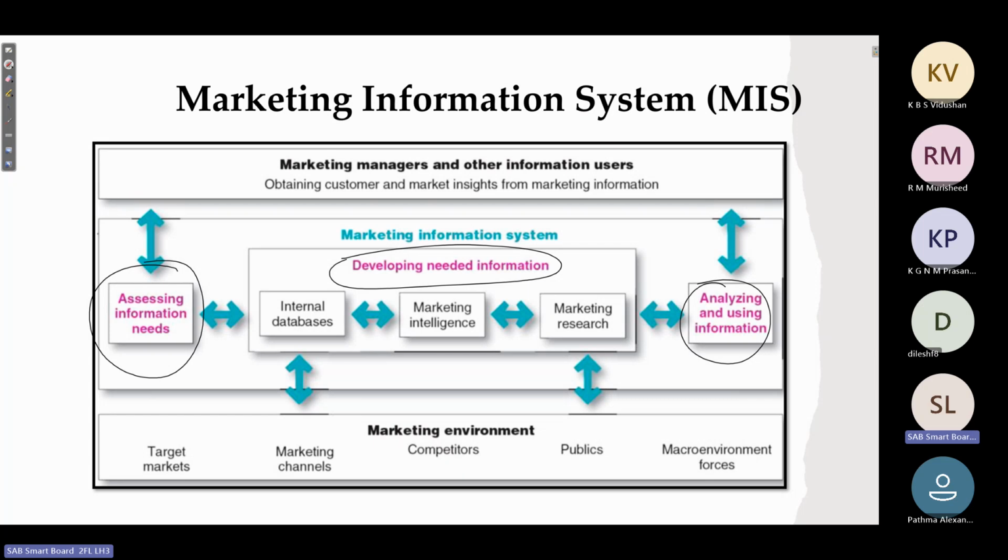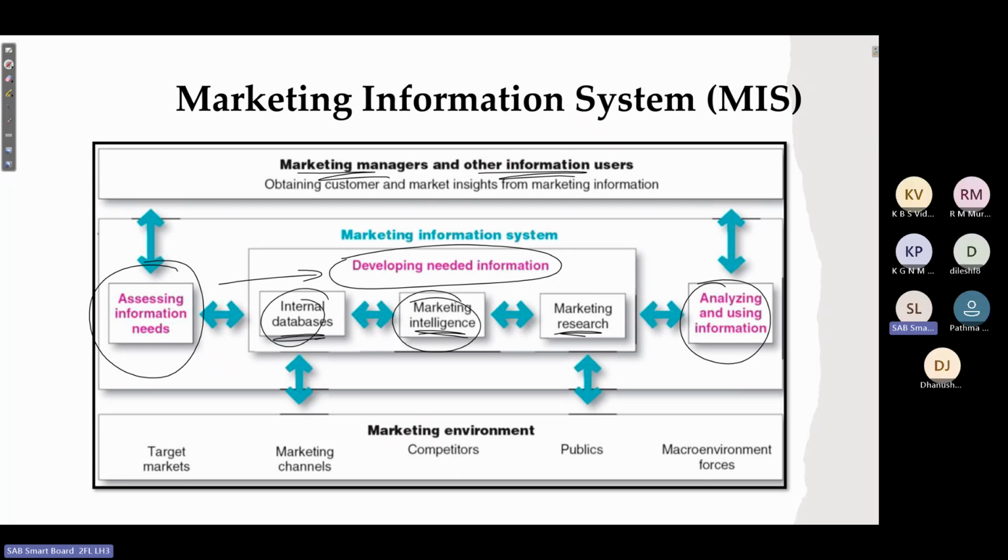When it comes to assessing information needs, it might be from either marketing managers or other information users. The need or requirement for this information might be coming either from internal managers or from external parties. After assessing the information need, it comes to developing the needed information. This information is mainly developed using three main things: the internal database, marketing intelligence, and marketing research. Don't worry, I'll be explaining these separately, what the internal database means, what marketing intelligence means, and what marketing research means.